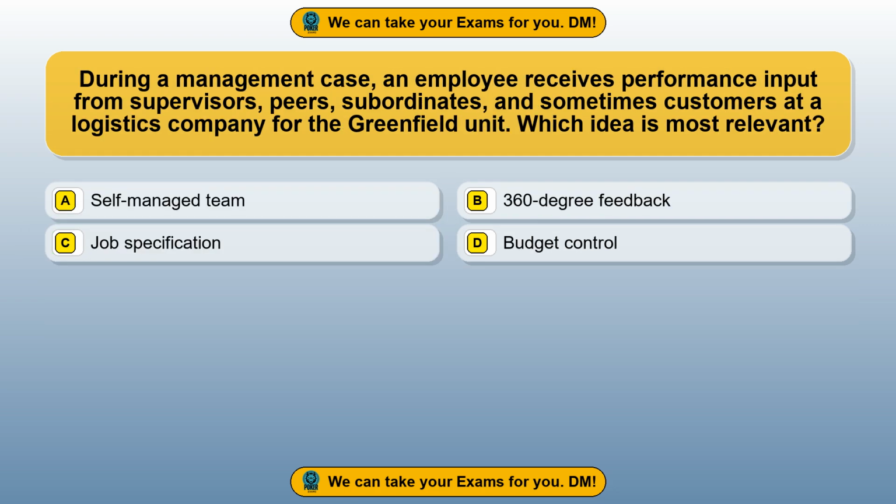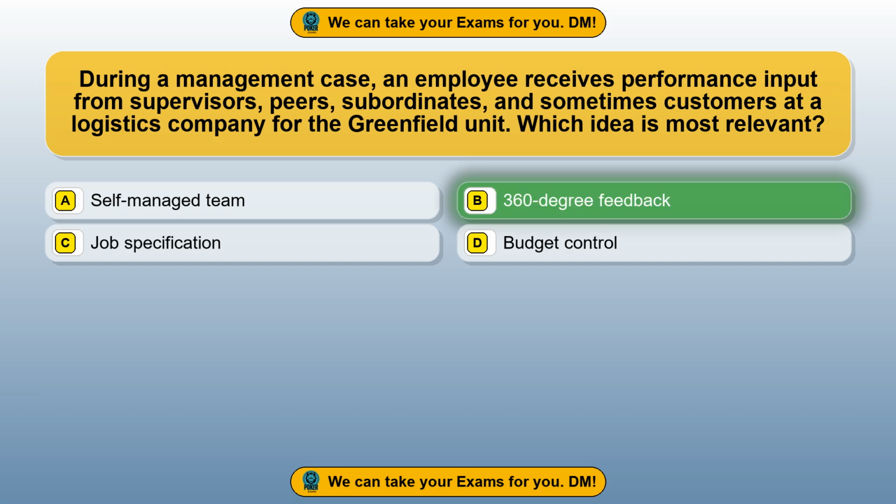Question 85. During a management case, an employee receives performance input from supervisors, peers, subordinates, and sometimes customers at a logistics company for the Greenfield unit. Which idea is most relevant? Option A, self-managed team. Option B, 360-degree feedback. Option C, job specification. Option D, budget control. The correct answer is option B, 360-degree feedback.